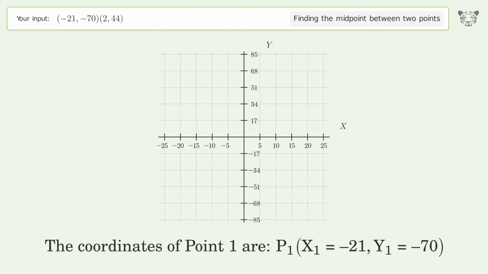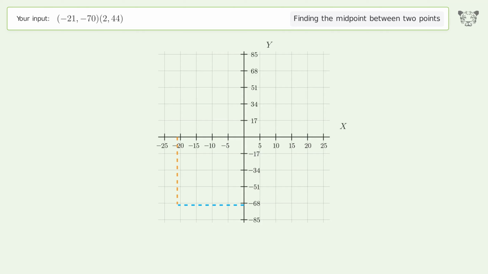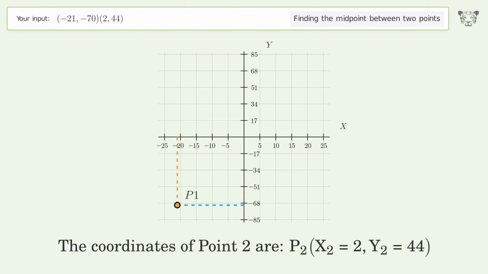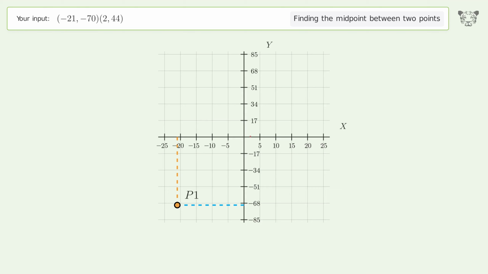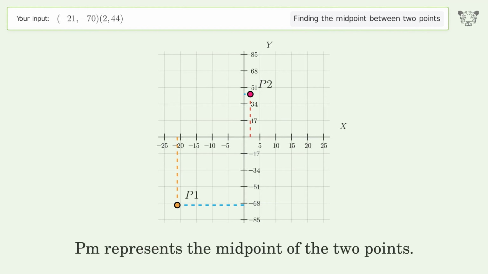The coordinates of point 1 are, x1 equals -21, y1 equals -70. The coordinates of point 2 are, x2 equals 2, y2 equals 44. PM represents the midpoint of the 2 points.